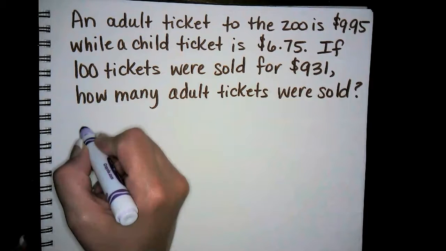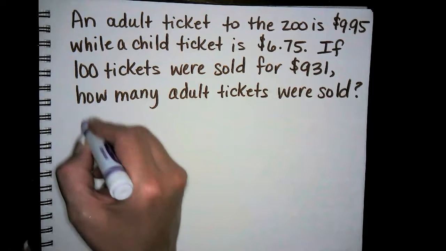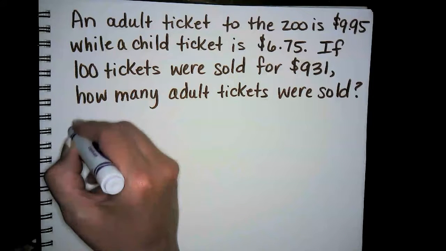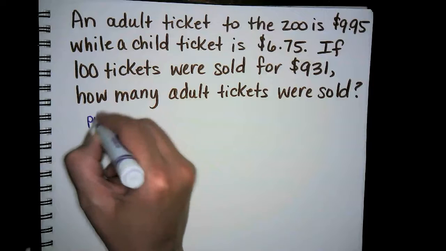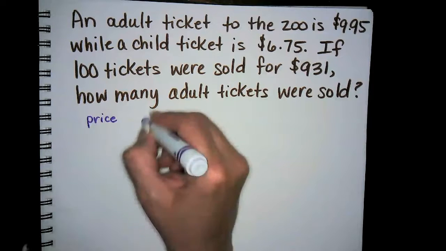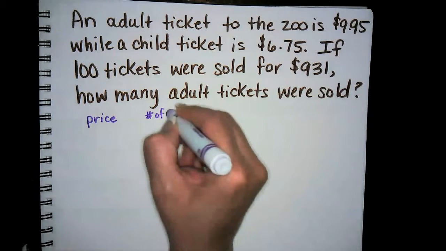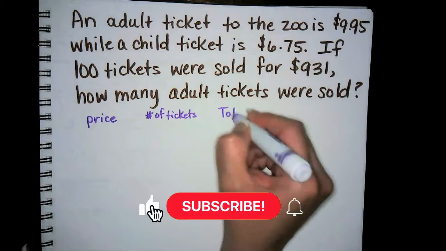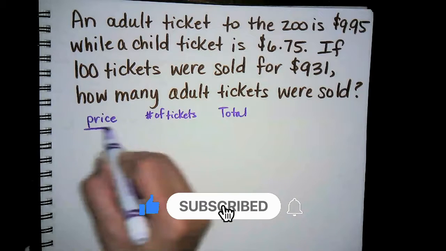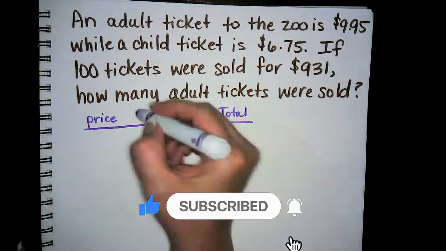So I'm going to organize this information in a little bit of a chart. Okay. So let's do the price, and we'll do number of tickets, and we'll do total. My chart here is just going to organize the information.